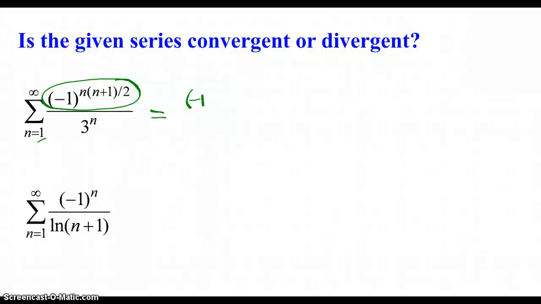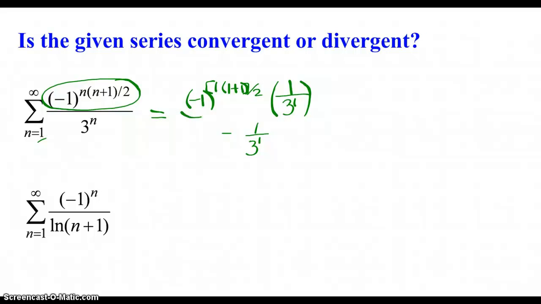So the first term is negative 1 to the 1 times (1 plus 1) divided by 2, and that's all divided by 2. So this is 1 times 2, which is 2, divided by 2, which is 1. And this is times 1 over 3 to the 1. So this first term is negative 1 over 3 to the 1, because this value is negative.